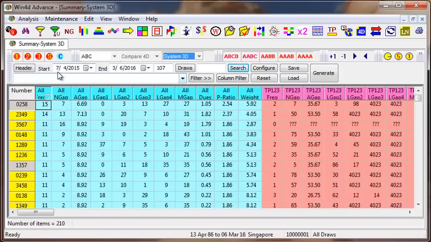Click on the funnel here, which is the summary. Let me maximize this. Now first, second, third starter, I'll take out the constellation. We are going to do the system 3D.